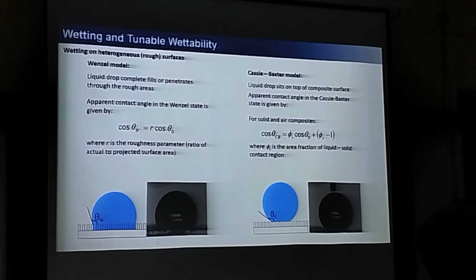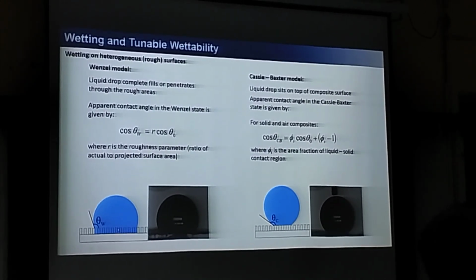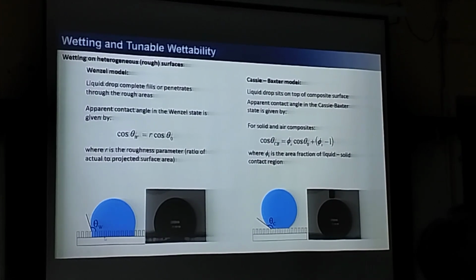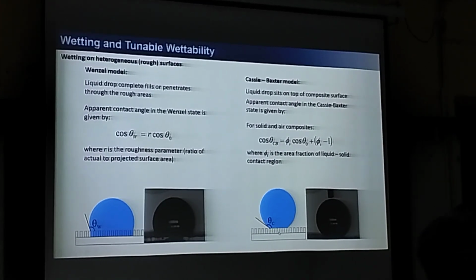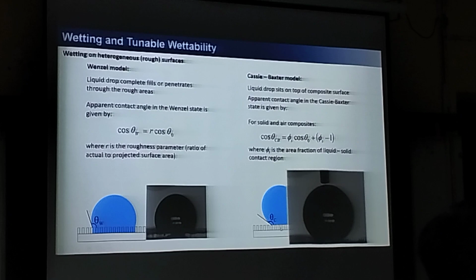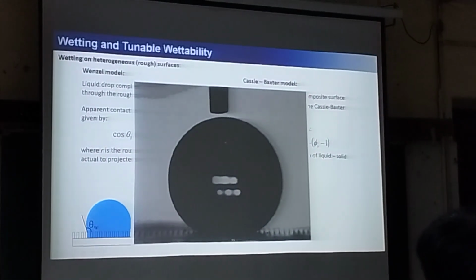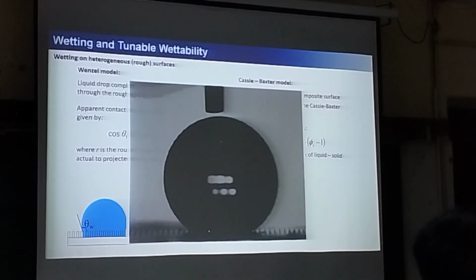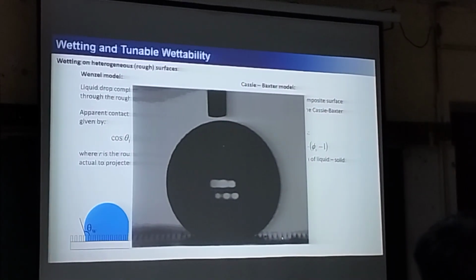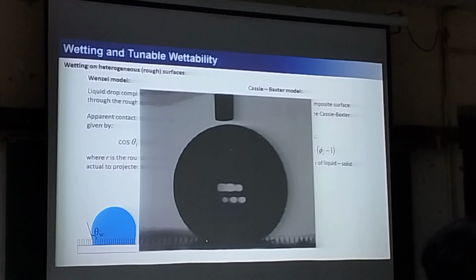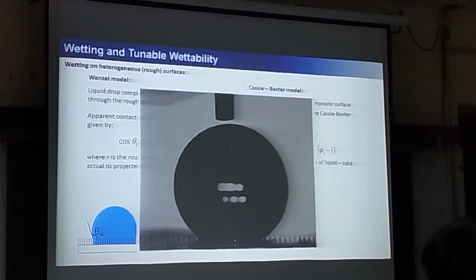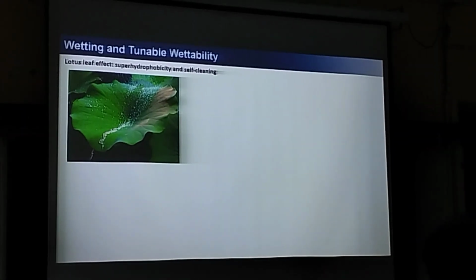I am not going into the details, but based on the roughness, the liquid can either sit inside the roughness or sit on top of it. For example, if you zoom in over here, again the contrast is very bad, you see the air pocket. That means this liquid drop is not going inside these rough structures, but actually sitting on top of those rough structures, following the Cassie-Baxter state.